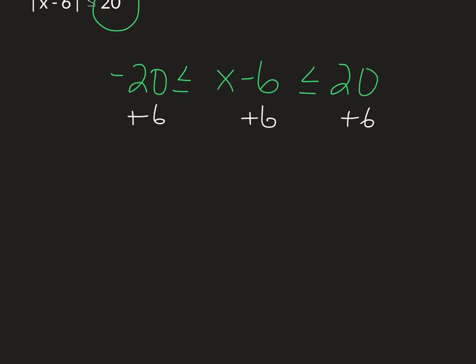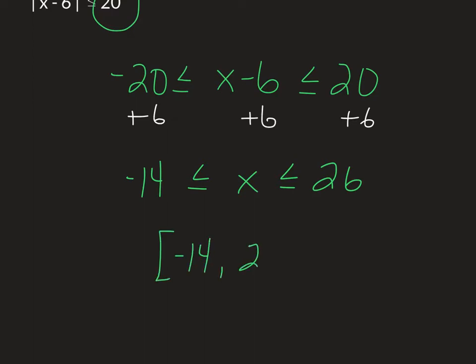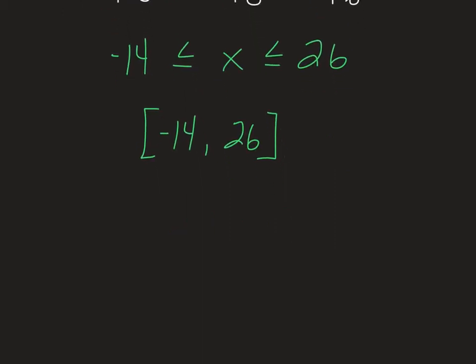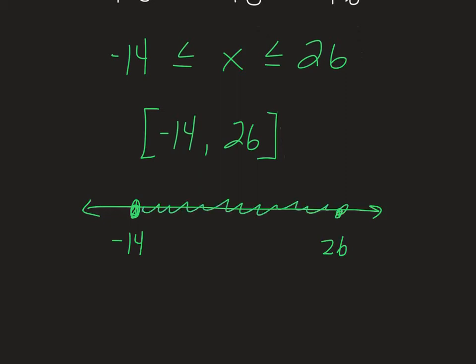You solve it through the middle, and we get negative 14 is less than or equal to x, which is less than or equal to 26. At one fell swoop, that gives you your inequality solution. We can represent it as an interval using brackets, because brackets mean less than or equal to. And we can graph it on a line graph by putting negative 14 with a closed dot, positive 26 with a closed dot, and shading everything in between.